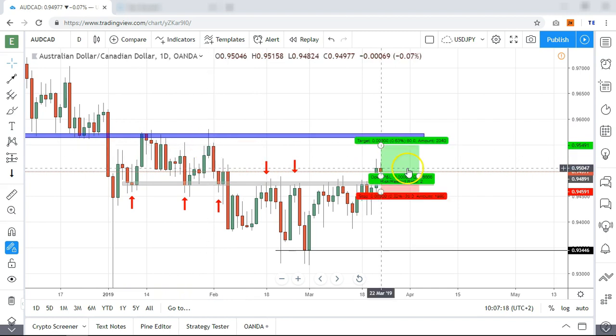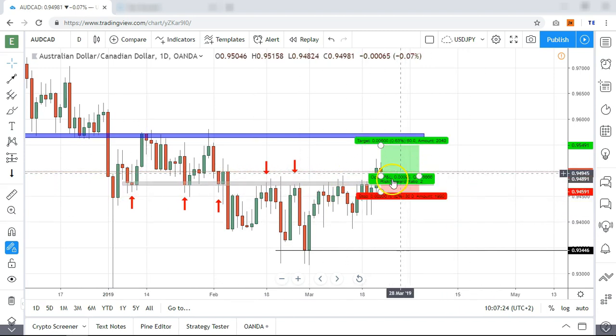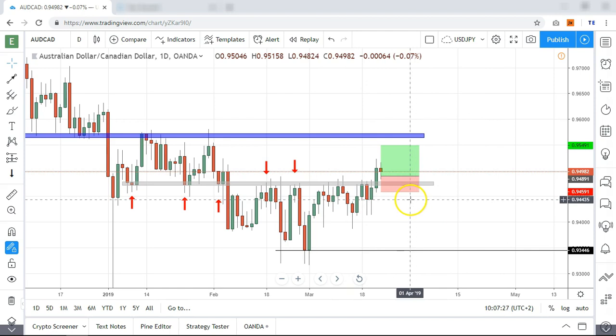The stop loss has also been protected by being beneath the support zone, and this trade has a 1 to 2 risk reward, which is my preferred risk reward. So I'm going to pause the video now and we'll see how this trade goes.